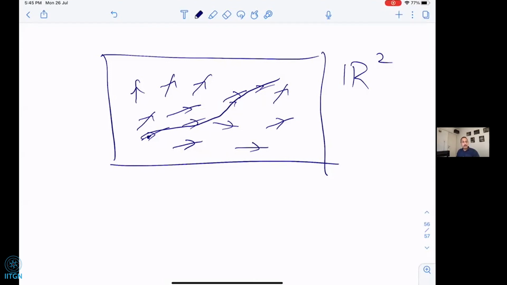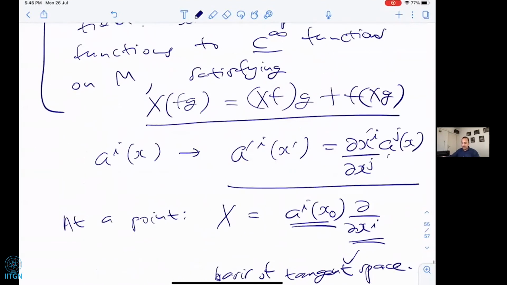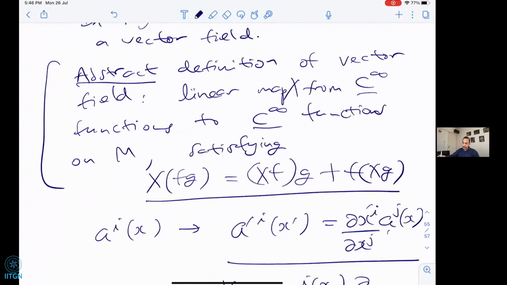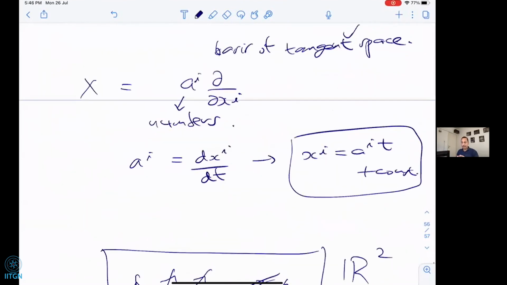Obviously, the tangent vector has to satisfy some smoothness condition, and that is embodied in this statement that the linear map X is from C infinity to C infinity functions. So if it acts on a C infinity or differentiable function, it shouldn't take me outside that set. It should continue to be C infinity.